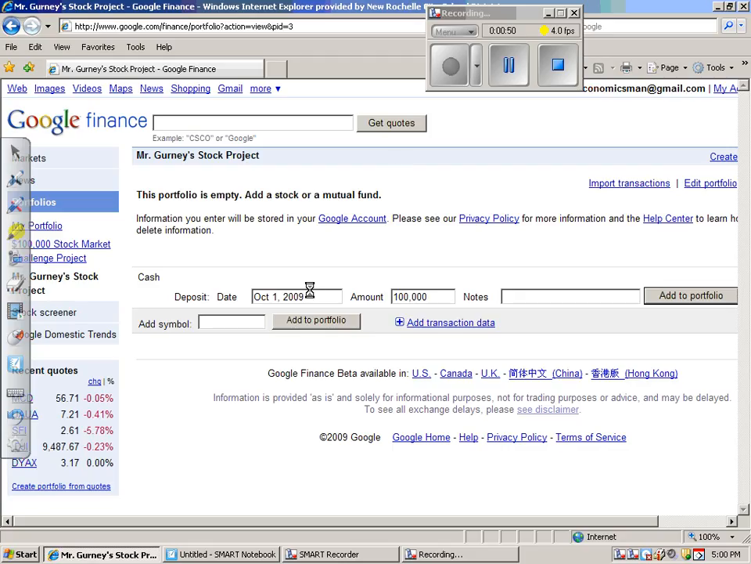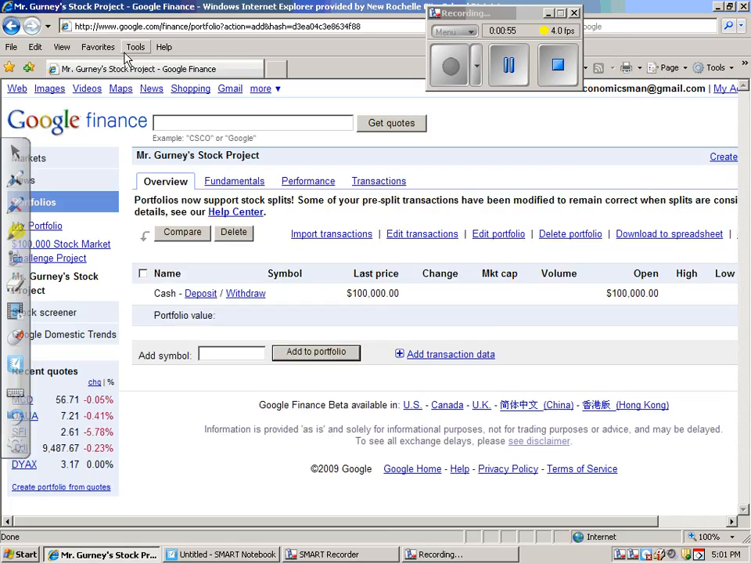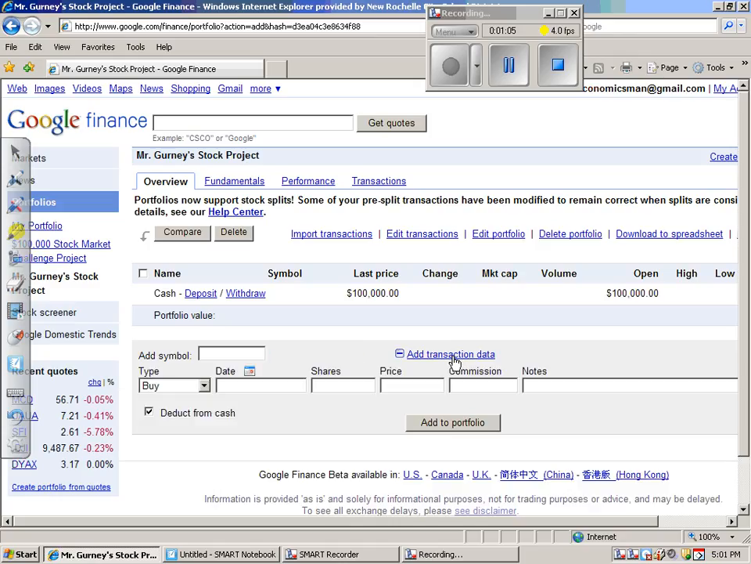Just as we would in real life, we would actually have to bring a check or cash to a brokerage to deposit before buying stocks. Once we have our $100,000 in our account, we're now going to purchase stocks. It's very important that we click on the Add Transaction Data button, not the previous button about adding a symbol. So Add Transaction Data, and we're going to buy our stocks at this point.